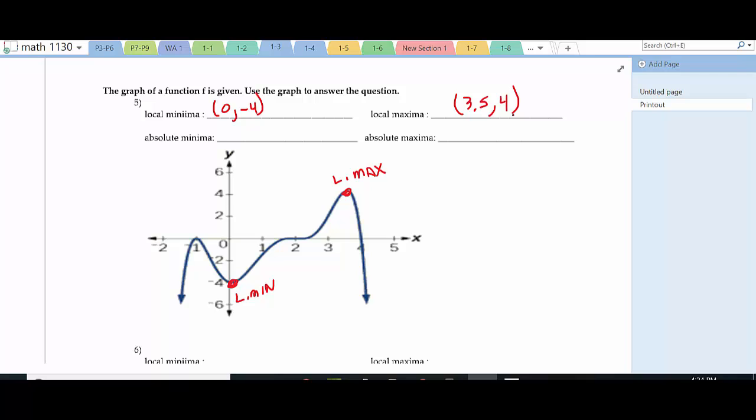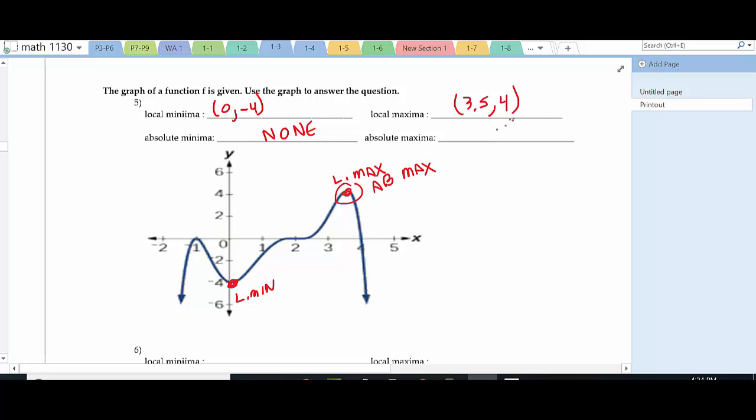There isn't one. How come? Because it gets lower forever. Okay, so there is not one there. How about the absolute max? Does this reach a high point? Yeah, this right here. This point right here would also be the absolute max.